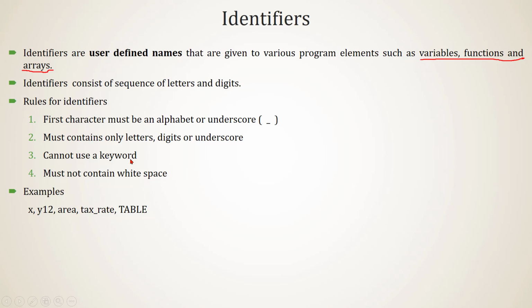Must not contain white space. That means a space can't be given within a variable. The only things permitted in a variable are alphabets, digits and underscore. And you can never start an identifier with a number or a digit. The first character of an identifier must be an alphabet or an underscore. The examples: x can be an identifier, y12 is an identifier, area is an identifier, text underscore rate is an identifier, table is an identifier.